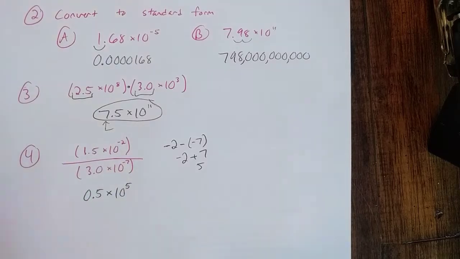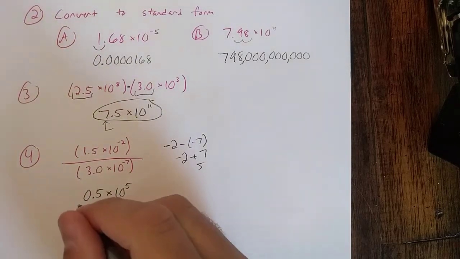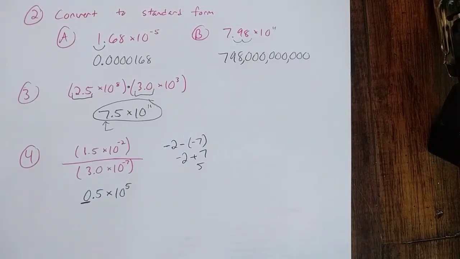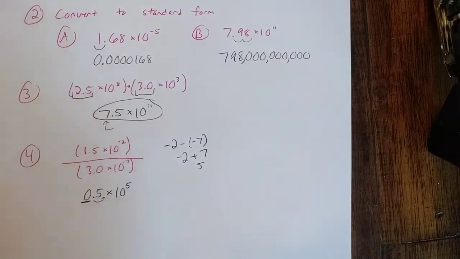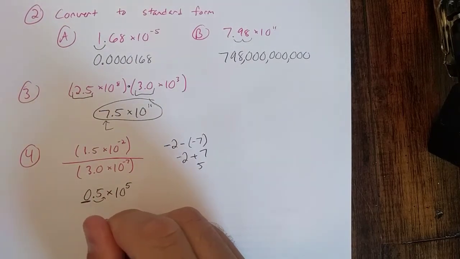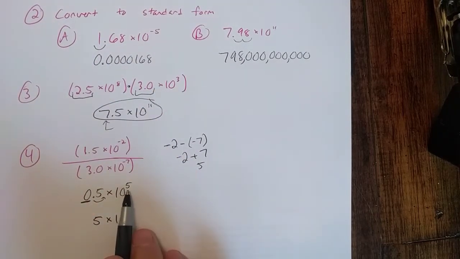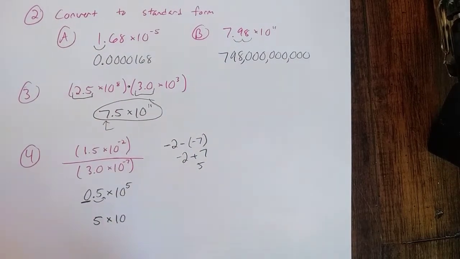The issue here is this is not in proper scientific notation. This number is not between 1 and 9. So we need to move this decimal to the right of the 5, so our first digit in front of the decimal is between 1 and 9. So it's going to turn into 5 times 10 to the power of. You need to adjust this power now. If you keep it the same, you are effectively changing the number.